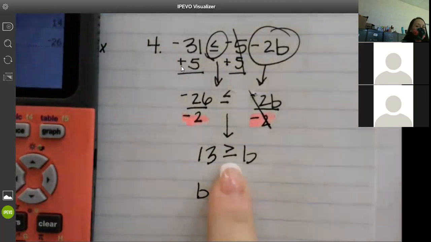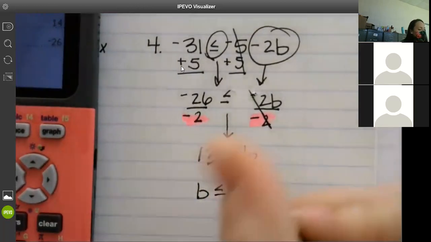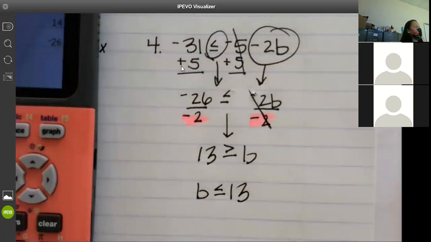This one is pointing towards the b. So when we turn it around, we're going to make sure it's still pointing towards the b. And then we have 13. Or you can think about it as the alligator mouth. The alligator mouth was eating the 13. So make sure when you flip it around, it's still eating the 13. Okay. That's pretty elementary, but if you can remember it that way, that is perfectly fine. Okay. Everybody good? All right.